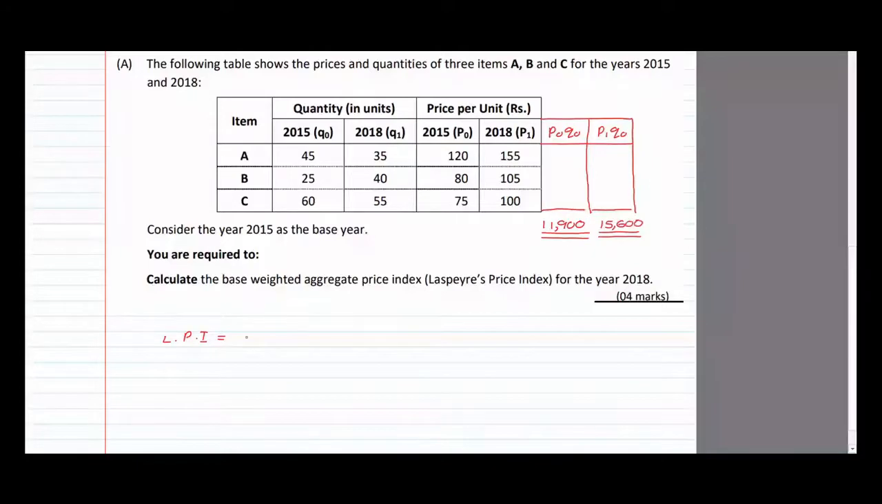Right. Then write the formula. This is sigma P1 Q naught divided by sigma P naught Q naught into 100. So it is 15,600 divided by 11,900 into 100. What is the answer? 131.09. Right. Okay. So that's all.